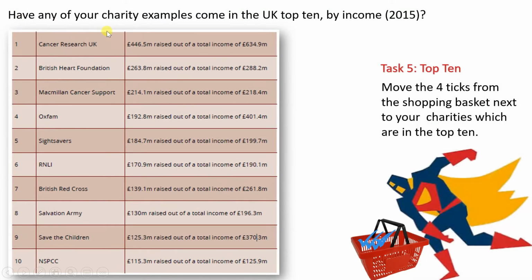This is where you're going to use your searching from the last task in task 4, where you're looking up which charities are which based on the search criteria. And let's see if you can actually find which ones that you found are in the top 10 in terms of how much income they've raised. So if you came up with, say, Cancer Research UK, then pick one of the blue ticks from the shopping basket and put that next to Cancer Research UK, and so forth. You might not have that one because it depends on whether that was the criteria.